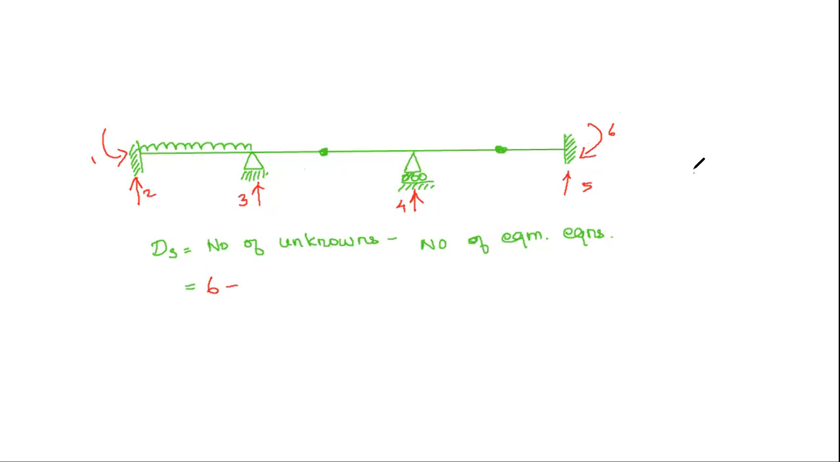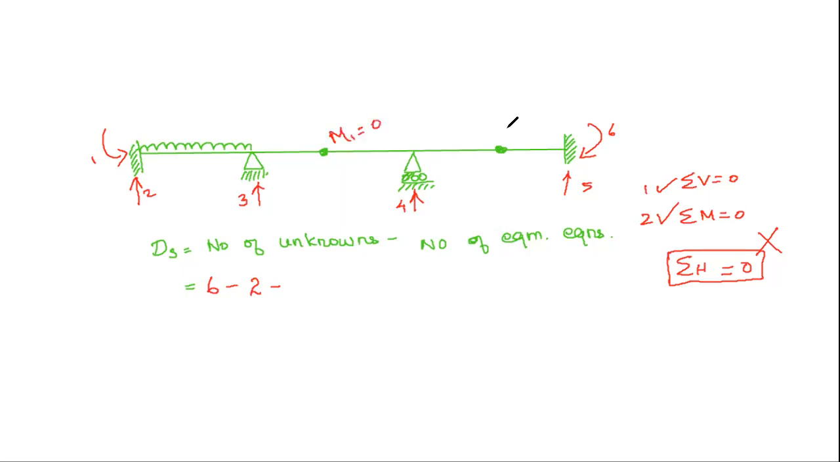What are the number of equilibrium equations? Summation of V equal to 0 and summation of M equal to 0. In this particular case, the summation of H equation becomes useless. So the number of equilibrium equations is 2. And we will have additional equations: moment at internal hinge 1 equal to 0 and moment at internal hinge 2 equal to 0. So what will be the degree of static indeterminacy of this given structure? It will be 2.